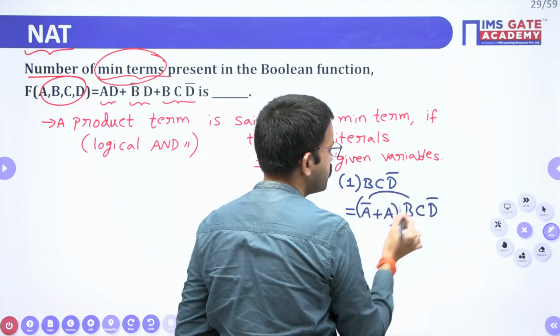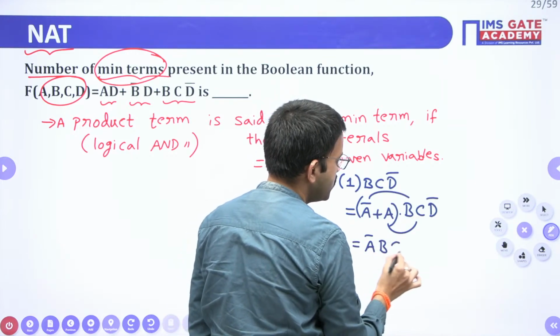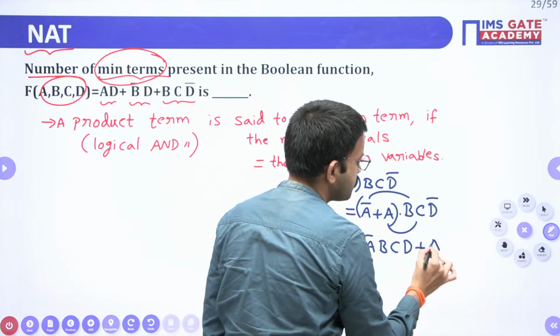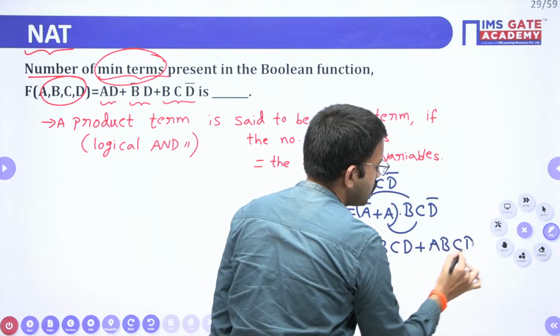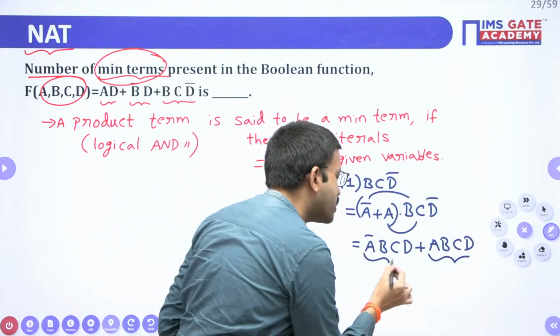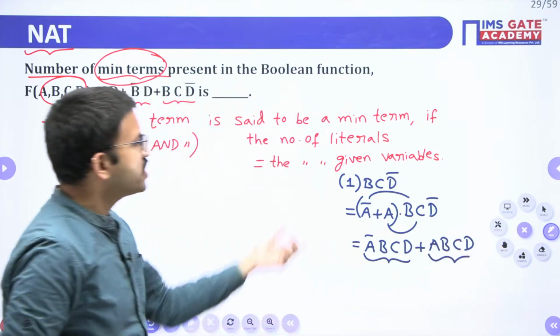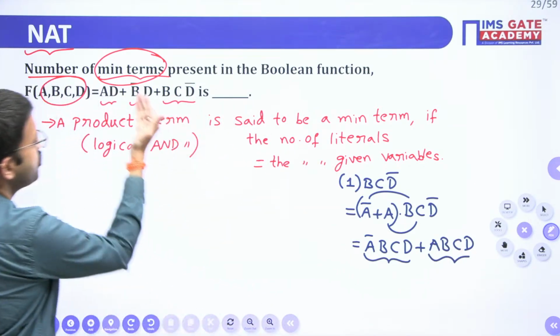Now, this A bar you can multiply, A you can multiply. Now just observe A bar BCD plus ABCD. In this particular product term you have 4 literals. In this product term also, you have 4 literals. Now we will call these the minterms, right? So this is the conventional approach. In the same way, you have to continue further.